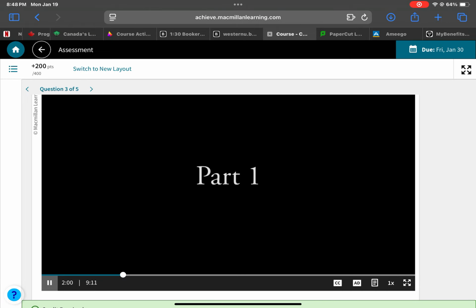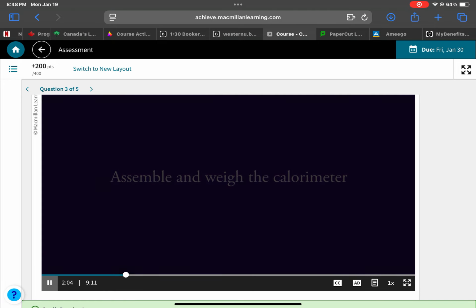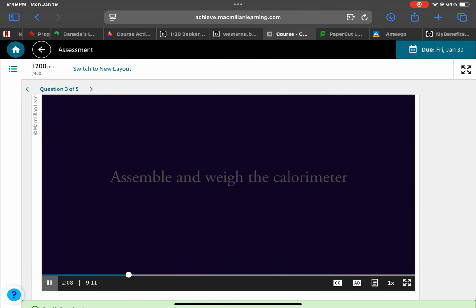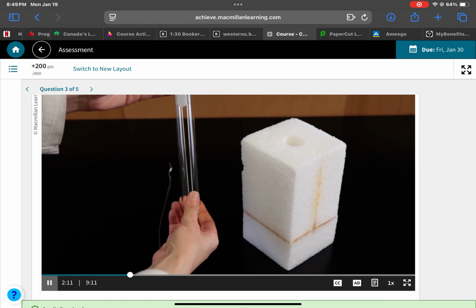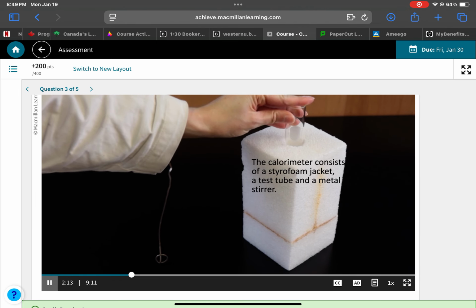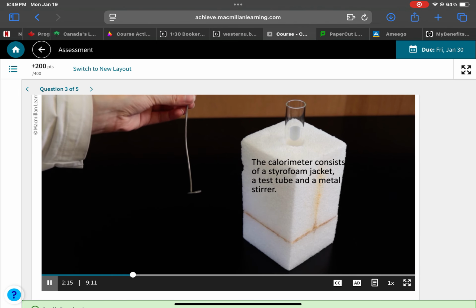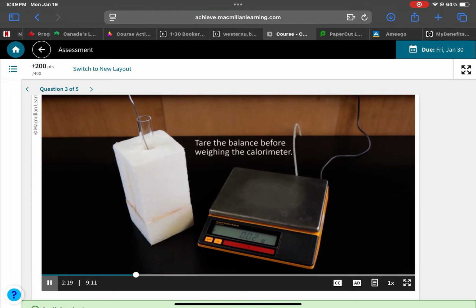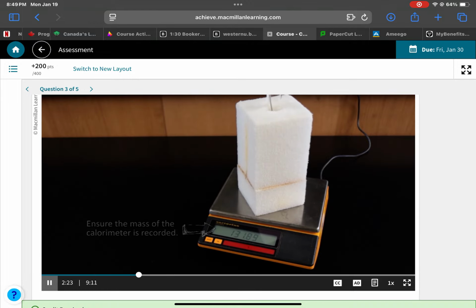In part 1 of this experiment, the heat capacity of the calorimeter will be determined. Assemble and weigh the calorimeter. The calorimeter consists of a styrofoam jacket, a test tube, and a metal stirrer. The test tube of the calorimeter must be clean and dry. Then, the calorimeter must be weighed using the top-loading balance. Remember to tare the balance first. Record the mass of the calorimeter.